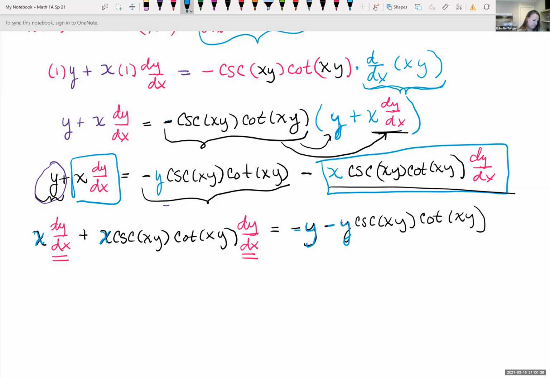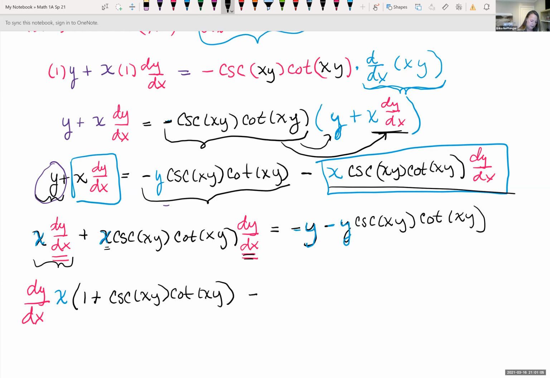Okay, so if I pull out, I'm going to write it like this, dy dx times x from this left-hand side, I would be left with just a 1 here, plus pulling out the x here and the dy dx, I'm left with cosecant xy, cotangent xy, equals, pulling out the negative y there. Notice we have positive 1 plus, pulled this out, so we're just left with cosecant xy, cotangent xy.